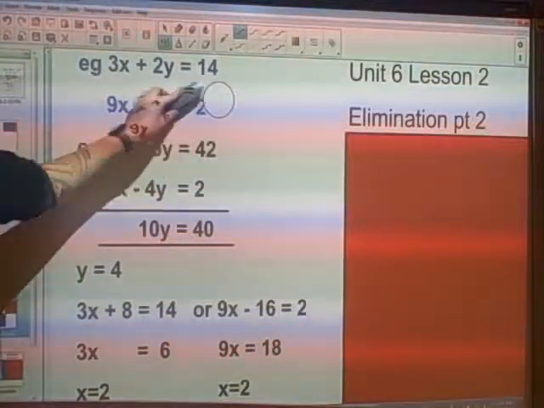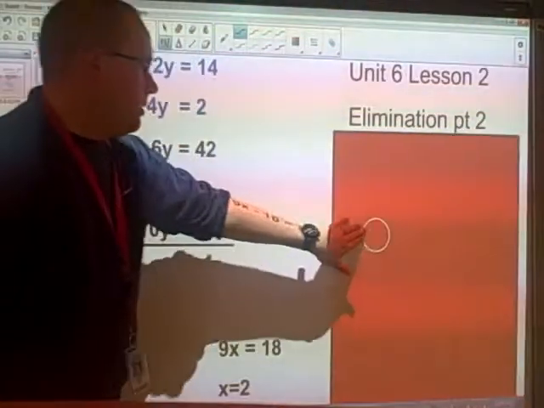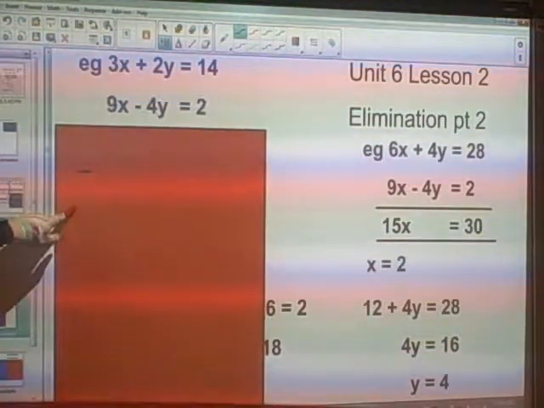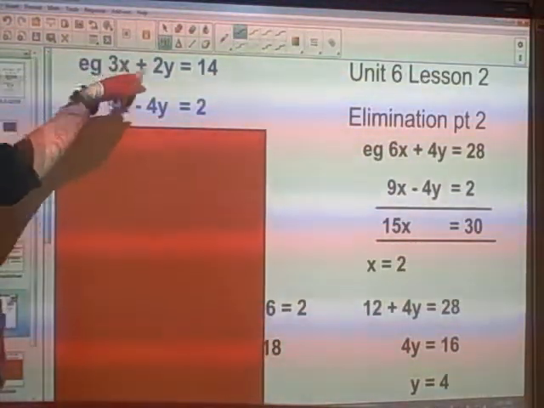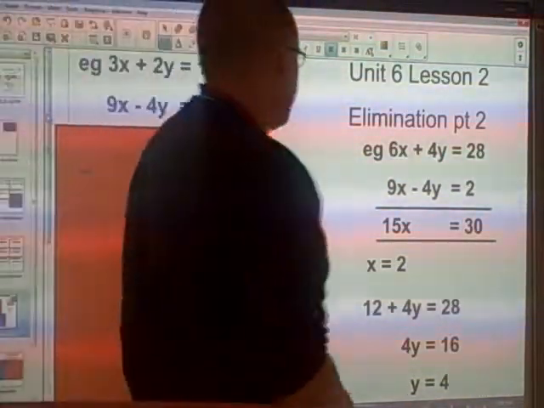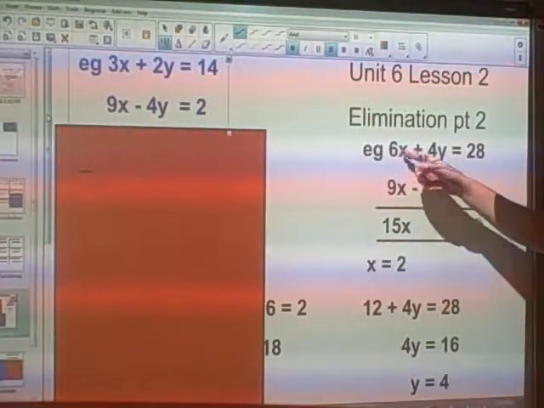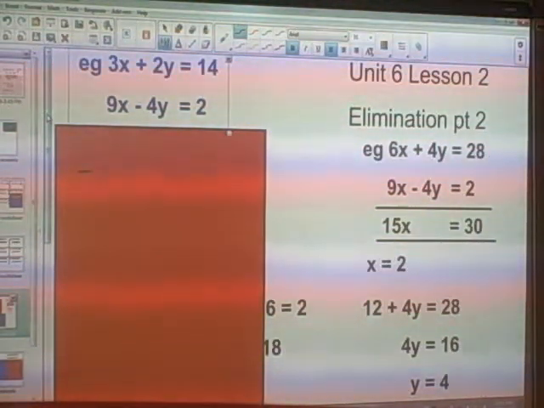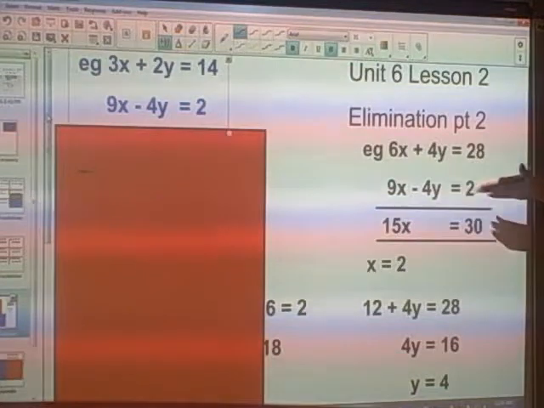Now, there was another way you could do this question as well, which is actually a little bit simpler. We could have made the y's the same as well. So if we make the y's the same, then if I times this equation by 2, I would end up with 4y and negative 4y. So if we times everything by 2 here, 3x times 2, 2y times 2, 14 times 2 gives me 28. And then write the second equation down again.